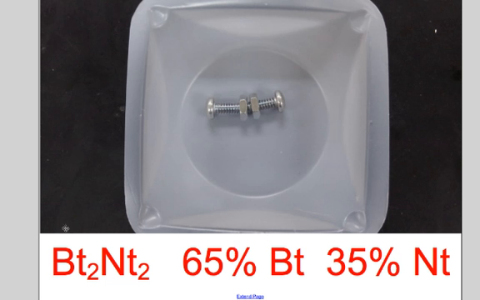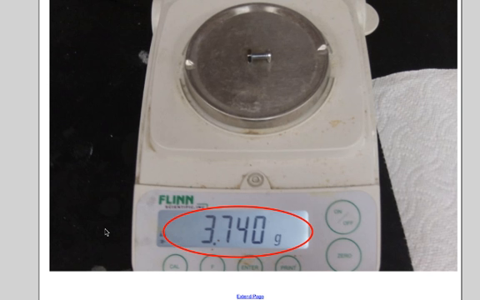Okay, so notice that it still has the same empirical formula. It's still a 1-to-1 ratio. However, its actual formula, its molecular formula, is BT2 NT2. So what's going to be the difference? What if you couldn't see these screws or these nuts and bolts? What if they were invisible and you couldn't tell them apart? So how are you going to tell the difference if they both have the same empirical formula?